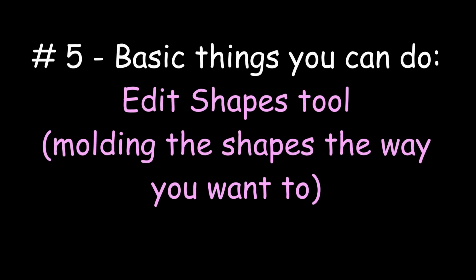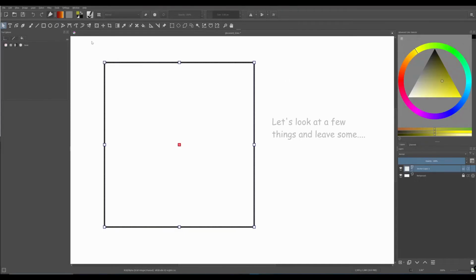Moving on to the Edit Shapes tool. When you click on the icon, you will notice that your cursor changes. It looks like a thin pointy arrow.